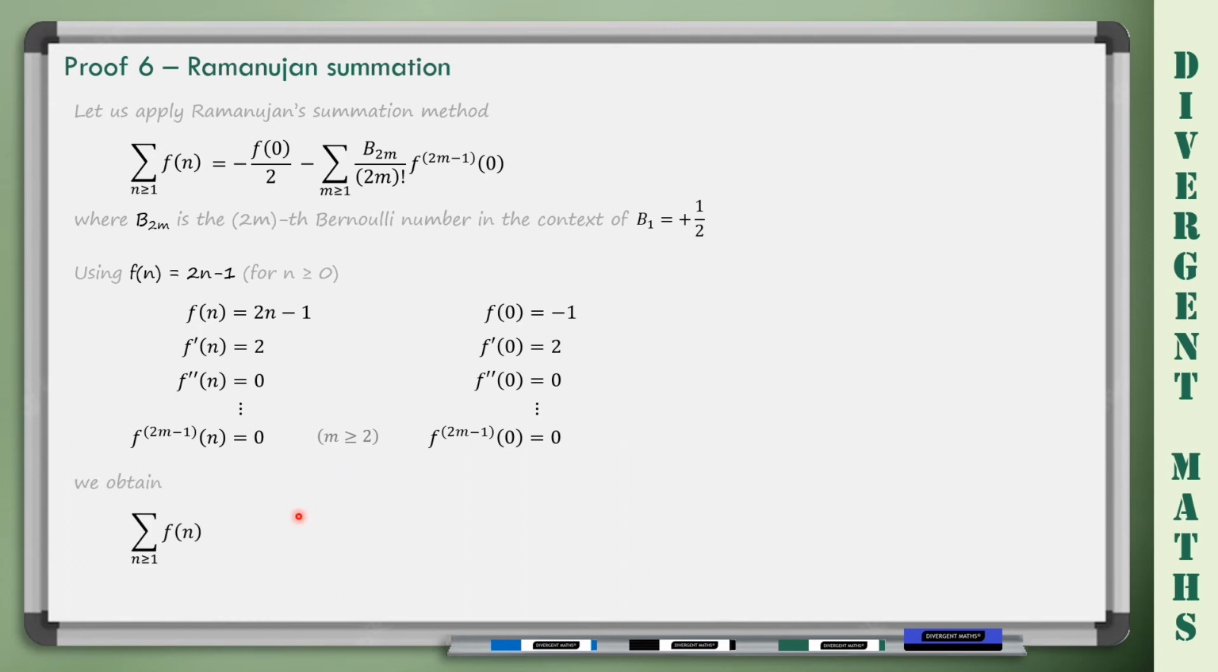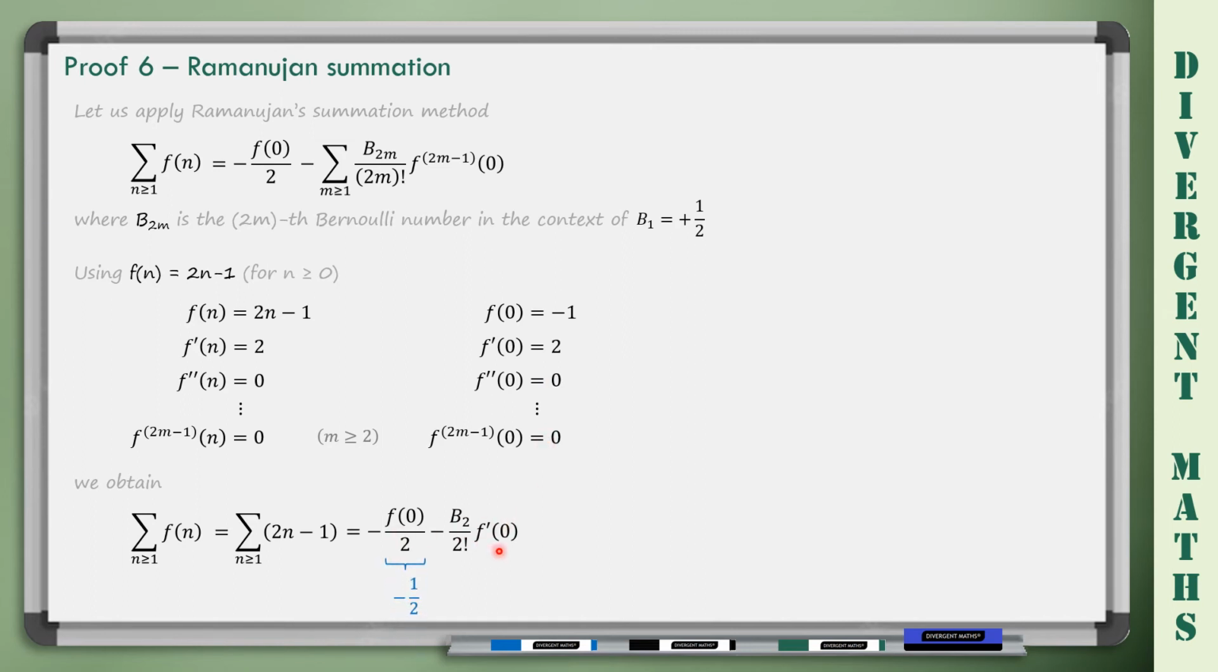So when we plug those results into the equation of Ramanujan's summation method above, we have the sum from n equal 1 to infinity of f of n, which is of course the sum of 2n minus 1. That's how we define the function f, because we are dealing with a monotonic divergence of odd numbers. So the sum of 2n minus 1 is equal to -1/2 of f of 0, minus b sub 2 over 2 factorial times the first derivative of f evaluated at 0. And the reason for that is because all the other derivatives of f, the odd derivatives of f, are all equal to 0. So we're left with this.